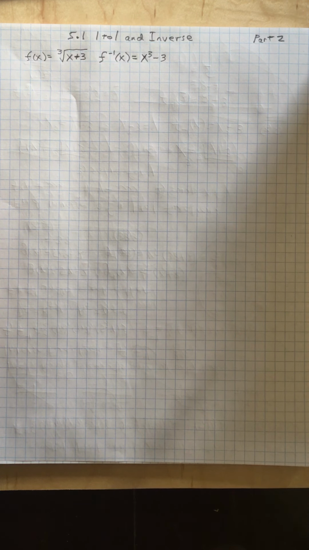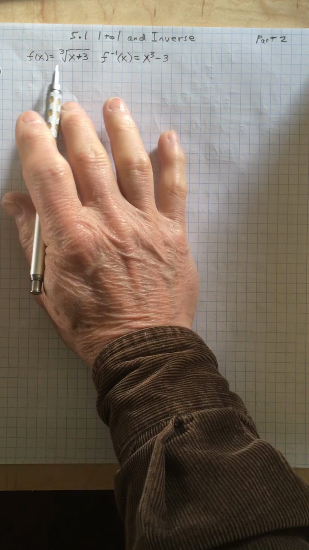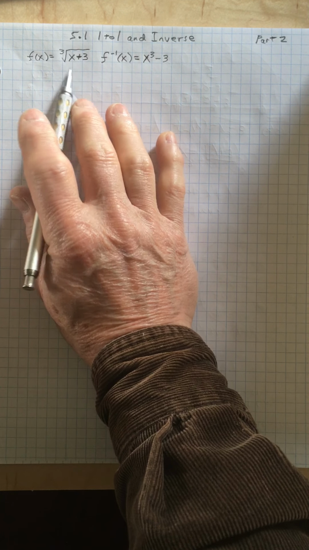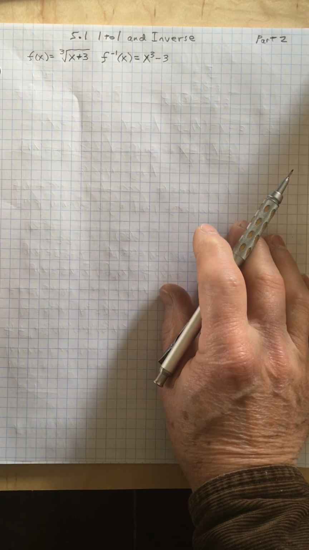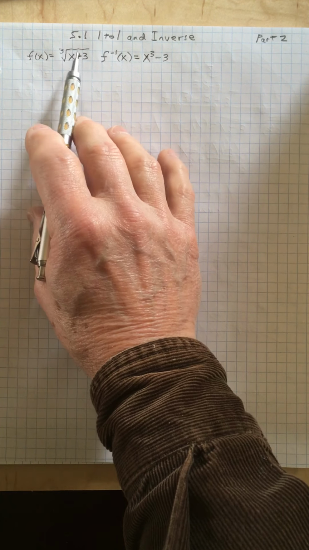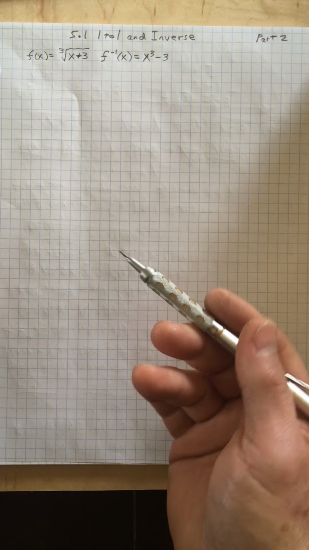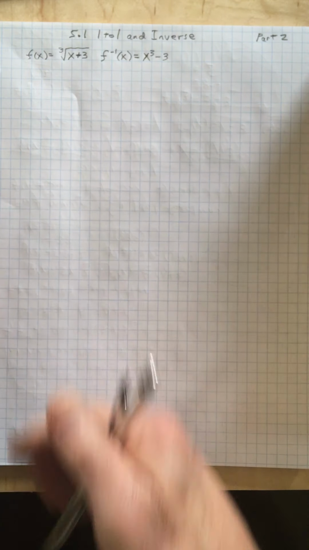All right, so last time I started with a one-to-one function and then showed how to create the inverse of that, recalling basically writing it as y equals, swapping x and y, and then solving for y. And that's how we got the inverse function.